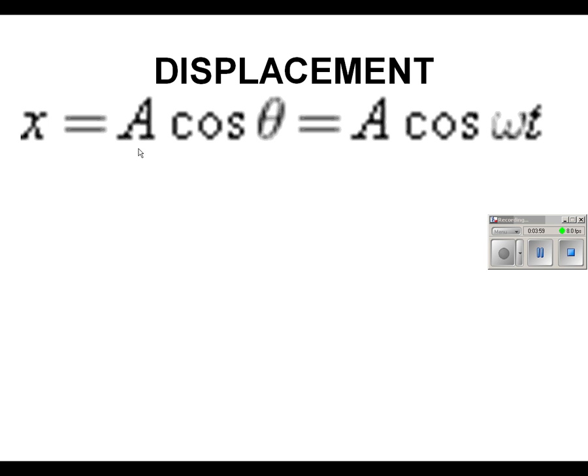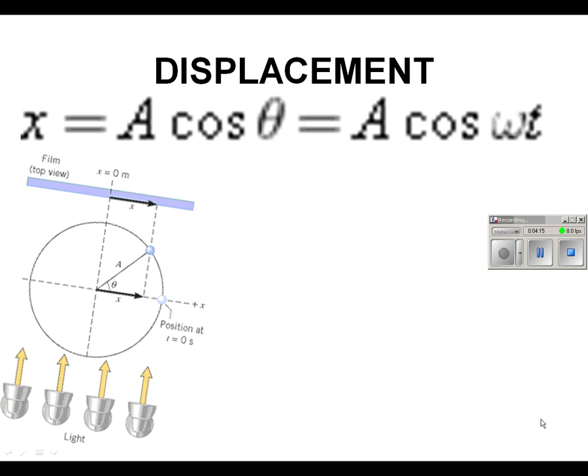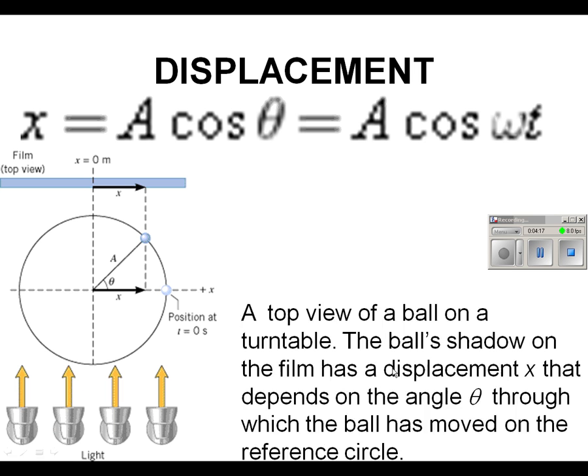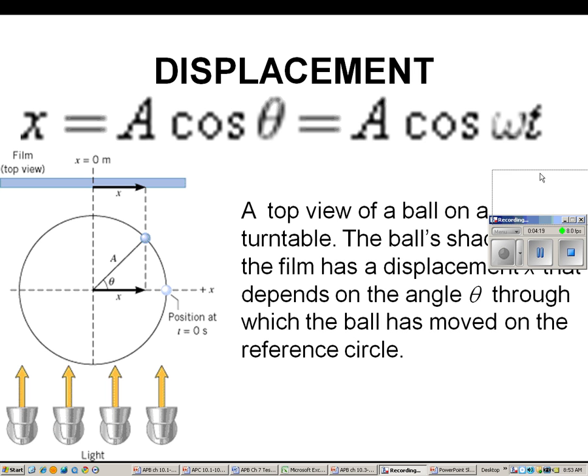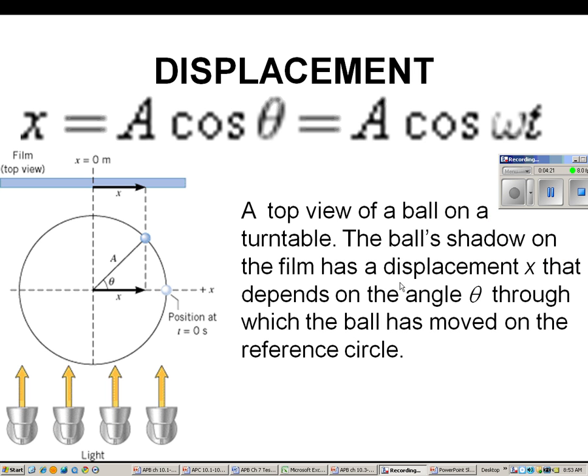Now, the equation for displacement is x equals A cosine theta, where theta can be written as omega times t. We saw in that previous problem that omega equals theta over t, so you just substitute in. And the maximum value that x can be is A. So we have here a top view of a ball on a turntable. The ball's shadow on the film has a displacement x that depends on the angle theta through which the ball has moved on the reference circle.